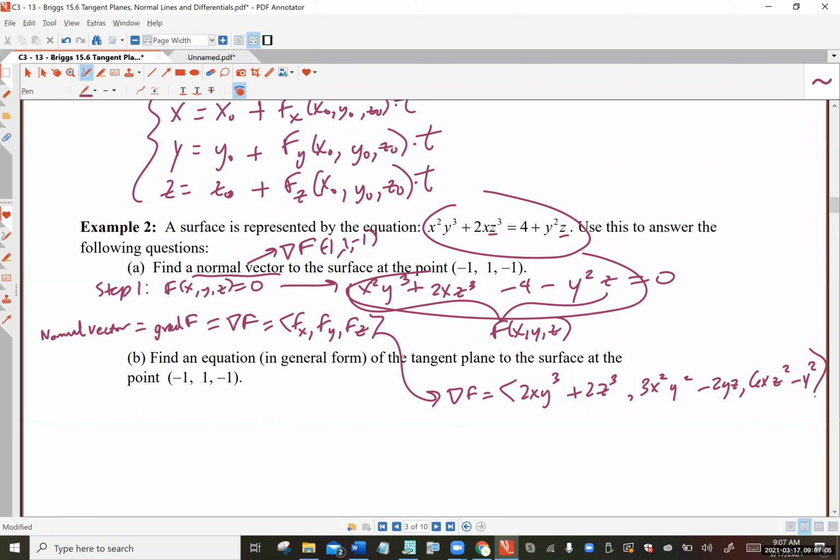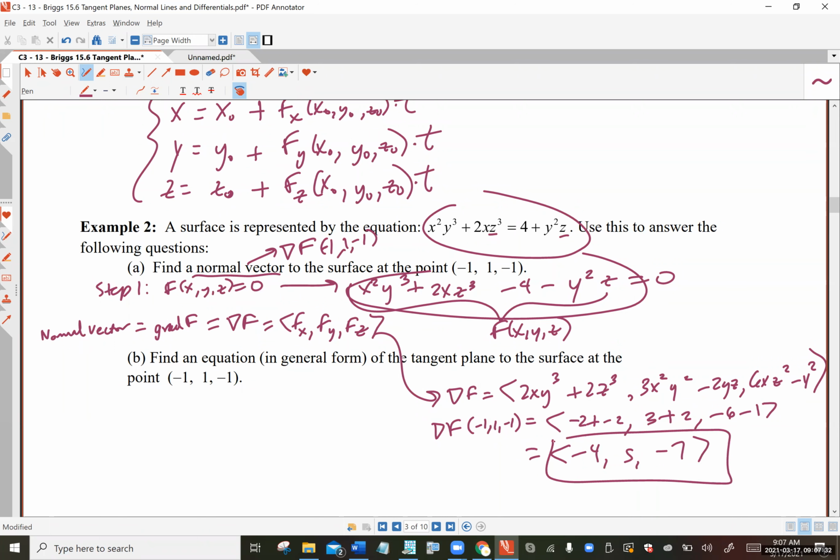Fantastic. Now what? Well, the normal vector to the surface at the point -1, 1, -1, you're just going to substitute -1, 1, -1 into this big mess. And I'm just going to go quickly here. After I do all the arithmetic, I get -2 plus -2. Then I get 3 plus 2. And then I get -6 minus 1. I get -4, 5, and -7. Those are the components. And that is it. We're done with letter A. That's a normal vector to the surface.